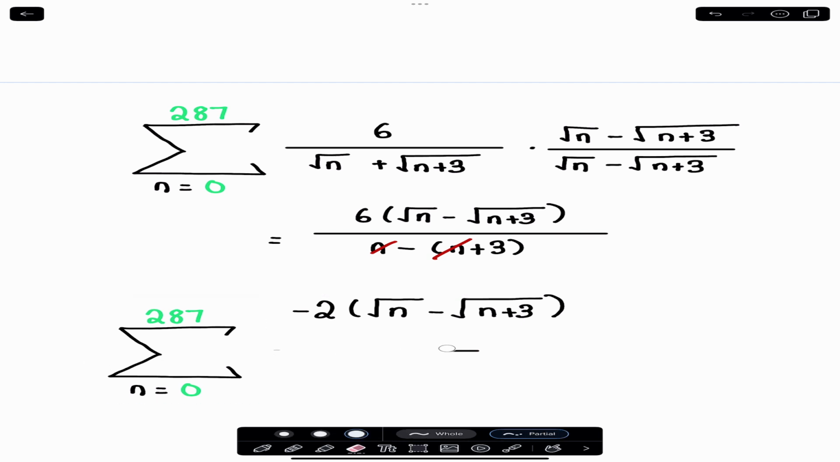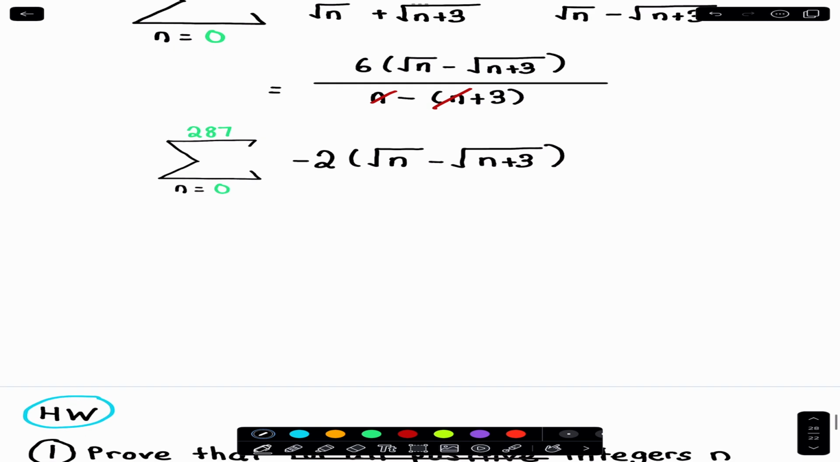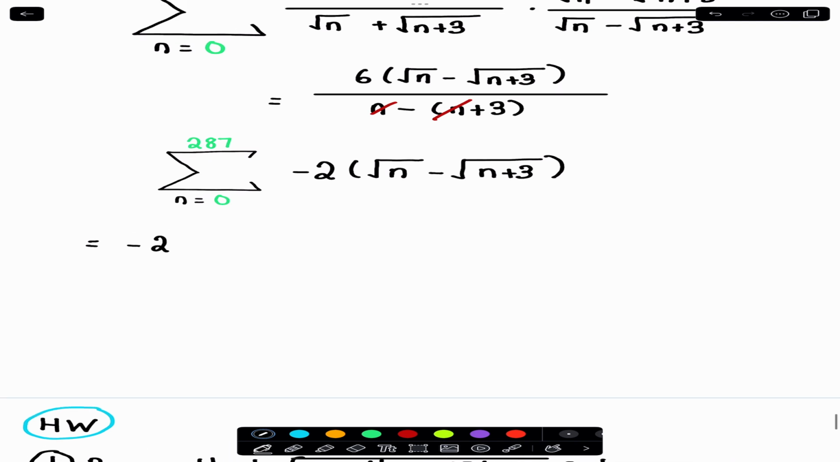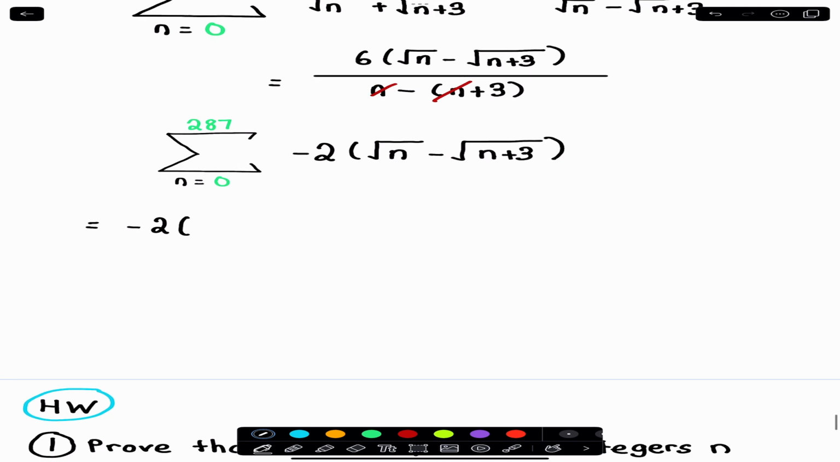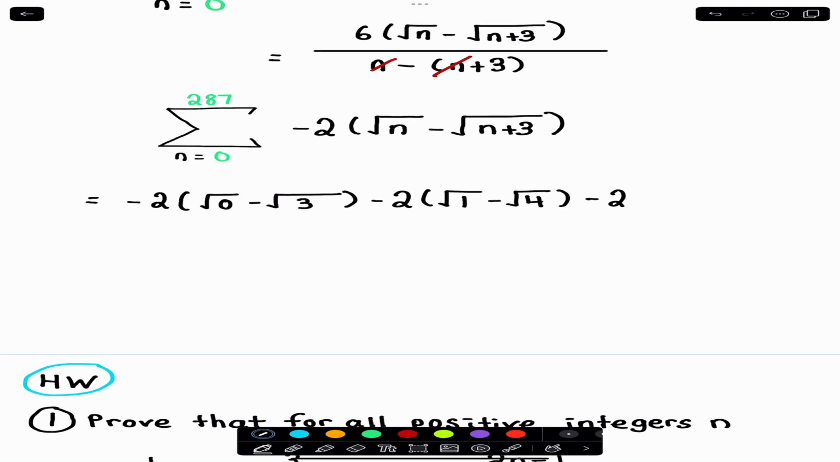Whoops. Apparently I copied all of that. So this is what our problem has become. Now we have to write out this sigma notation explicitly. If we plug in n equals 0, our first term will look something like this. Square root of 0 plus 3 is square root of 3. And then we have n equals 1, and then n equals 2.